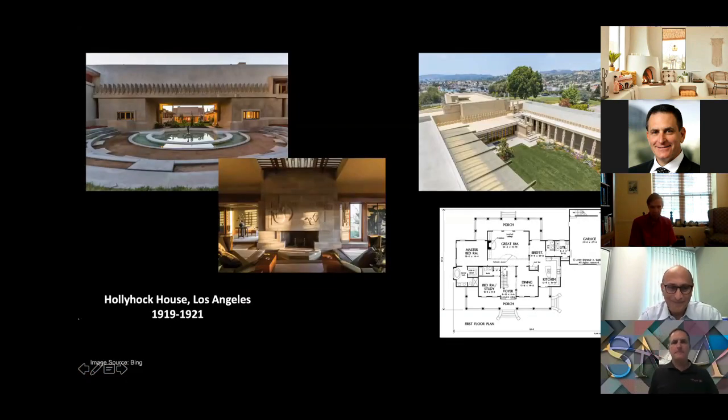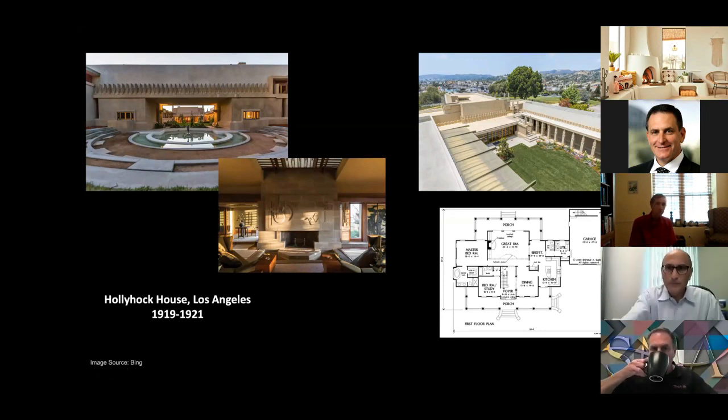So Hollyhock House, this is in the East Hollywood neighborhood of Los Angeles and was designed originally as a residence for oil heiress Aline Barnsdall. The building is now the centerpiece of the city's Barnsdall Art Park. In July 2019, it was added as a UNESCO World Heritage Site, and this was the first time that a modern American architecture has been added to the UNESCO list.